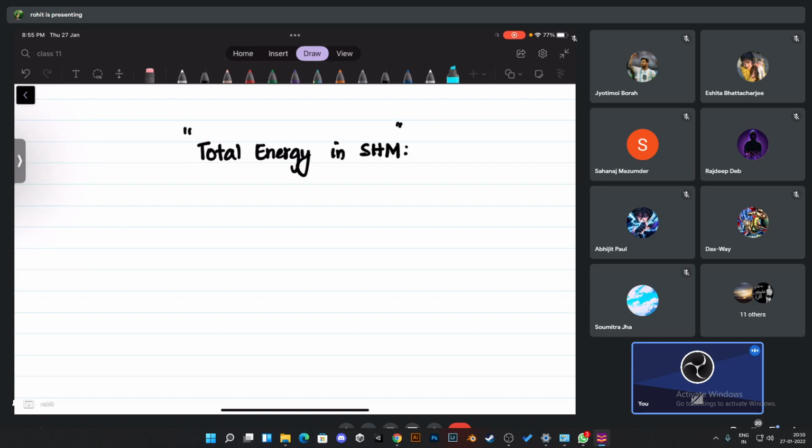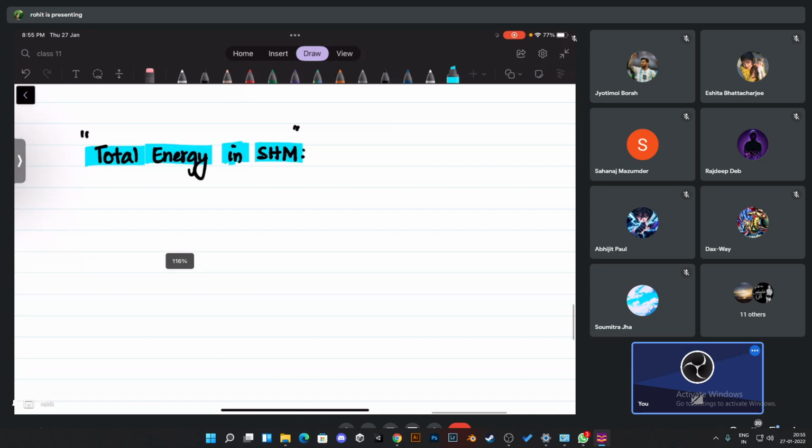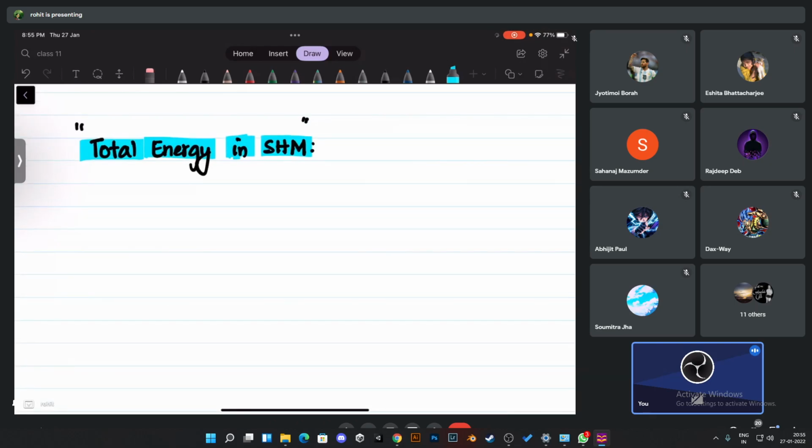Whatever we have done today, they can just ask you all these things. They may ask you to derive position time relation, velocity time relation, acceleration time relation, acceleration position relation, velocity position relation, or they may also ask you to find the expression for total energy if a body is executing simple harmonic motion. That is what we are going to do right now. Check, the idea is simple.